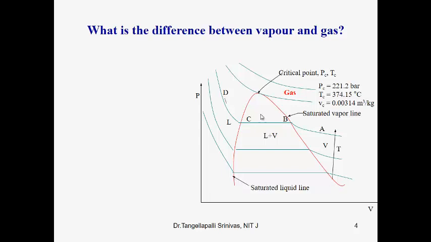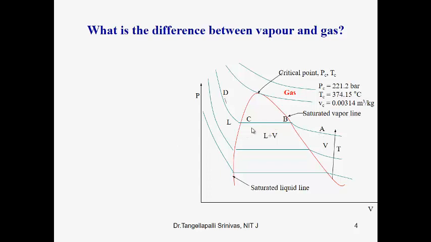The saturated liquid line and saturated vapor line meeting at a common point is called the critical point. For a pure substance like water, the critical pressure is 221.2 bar and the critical temperature is 374.15 degrees centigrade. The specific volume at this condition is 0.00314 meter cube per kg.